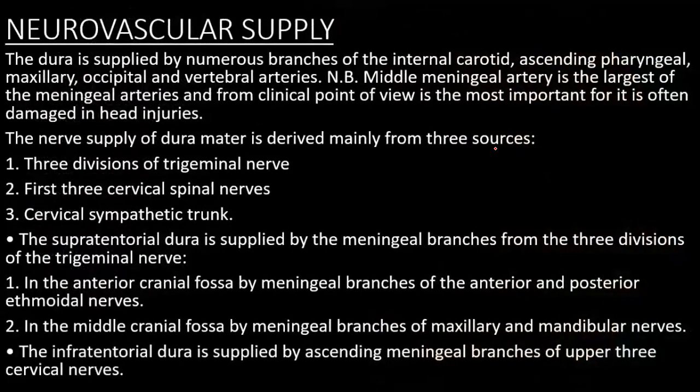So blood and the nervous supply. Now, the dura is usually supplied by numerous branches of the internal carotid, ascending pharyngeal, maxillary, occipital, and vertebral arteries. But please note this: the middle meningeal artery is the largest of the meningeal arteries, and from a clinical point of view, it is most important, for it is often damaged in head injuries, especially head injuries to the area of the pterion.